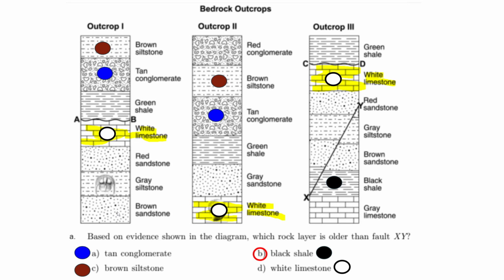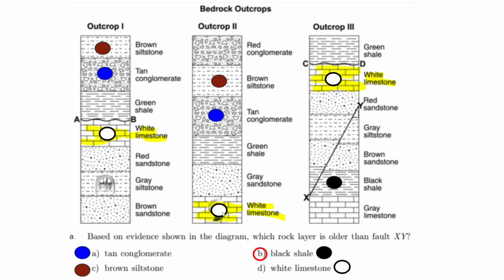So let's start here. Brown sandstone, I see it in outcrop 1. I don't see it here. I actually see it here. Okay, so I have two outcrops in common for brown sandstone. Gray siltstone, I see it here. I don't. Okay, I see it here too. Okay. Red sandstone, I see it here. I see it here. Once again, 2 out of 3. White limestone, I see it here. I see it here. I see it here.